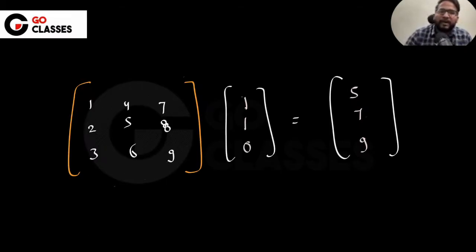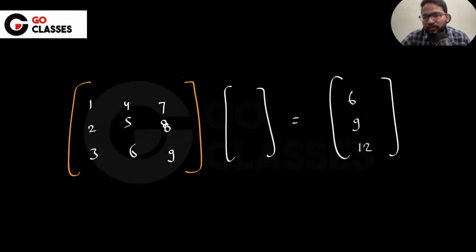Okay. Let me make it more interesting. Suppose instead of this, you need to have, let's suppose, 6, 9, 12. Then what should you be writing here? I mean, just guess it. Obviously there should be some way to solve it, but just guess it, just like a puzzle.